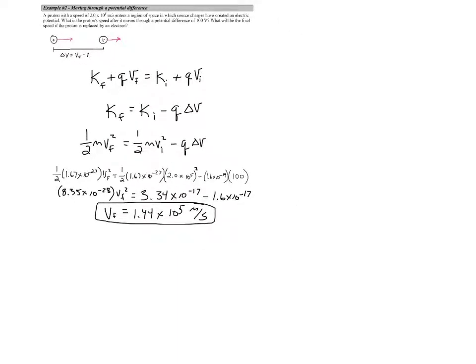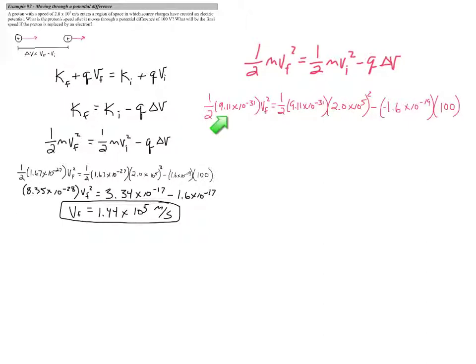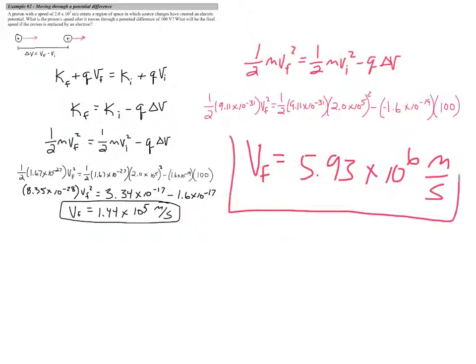Now, when we go to look at an electron, we should expect to see it speed up. For this calculation, when we go to put in our mass for an electron, which is 9.11 times 10 to the negative 31, and the charge on an electron is negative. Running through the calculations on this, we end up with a final velocity of the electron of 5.93 times 10^6 meters per second, which is greater than its initial velocity, which is what we expected to see happen.